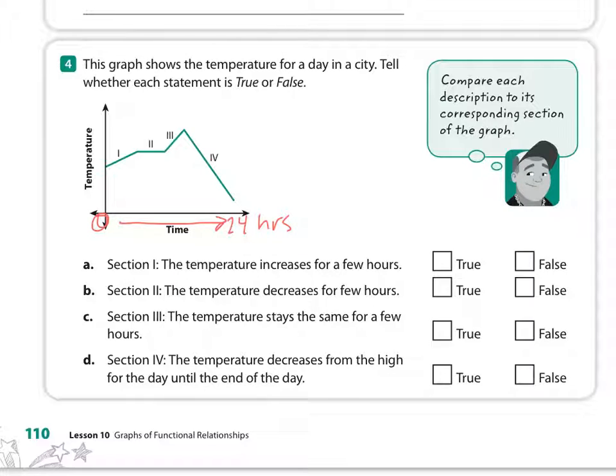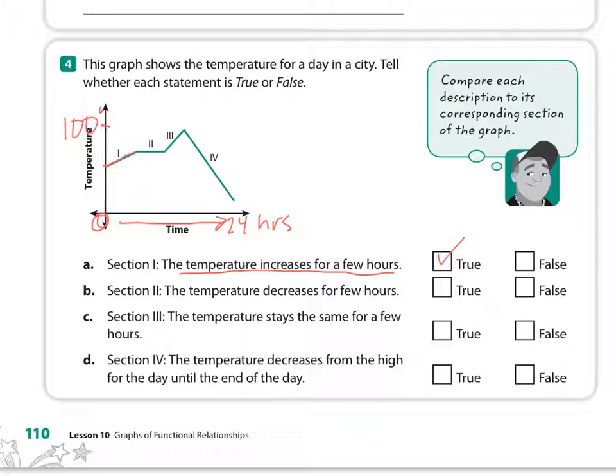The temperature, again, we know it starts at 0. Maybe all the way up here is, I don't know, 100 degrees or something. And so, maybe now it's a little bit easier to see, hey, temperatures are increasing or steady or decreasing. But let's take a look at each section. So here we go. Section 1, the temperature increases for a few hours. Is that true or is that false? Well, here's our temperature. It starts here, and yeah, it goes up over a period of time, and it steadily goes up. So I would say this one, true.